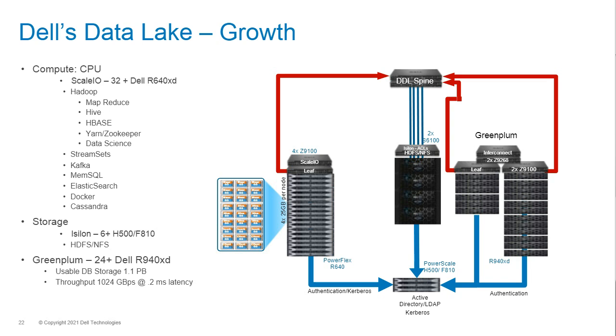Maybe I throw on an F810, which is an all-flash Isilon node because I need the speed, or maybe I use an H500 because I need the storage, or maybe an ECS because I need to do more archive. I add it as I need it. And you can just keep growing that out.